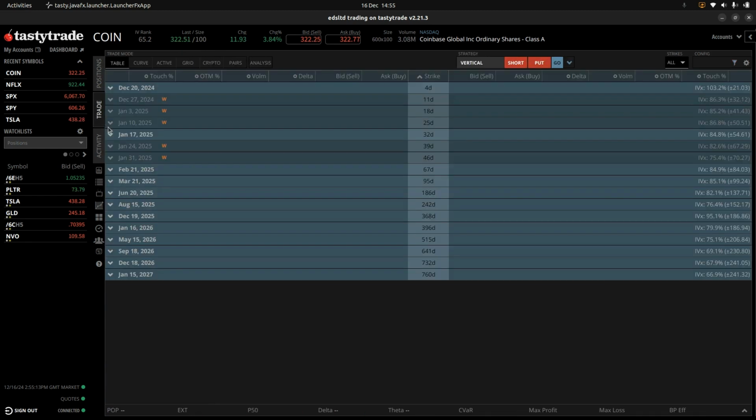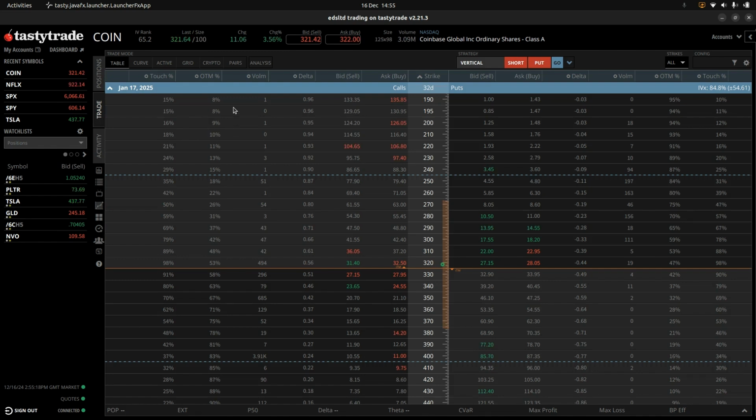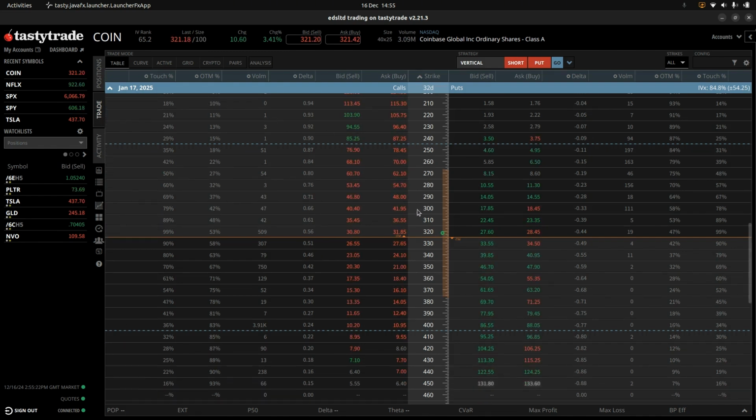Let's just go over to our trade tab and open up the January 17th expiration date, and let's pull up the options chain. So this is the options chain here, and this orange horizontal bar shows us where the price of COIN currently is relative to the strikes, as we can see listed here, and the vertical orange bar shows us where the expected move of COIN is over the next 32 days.